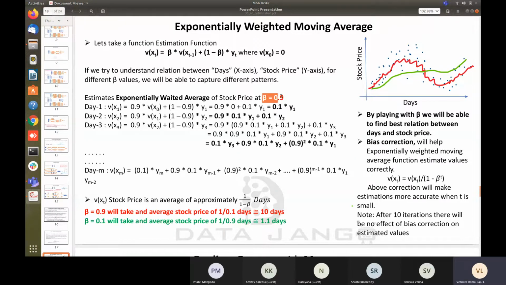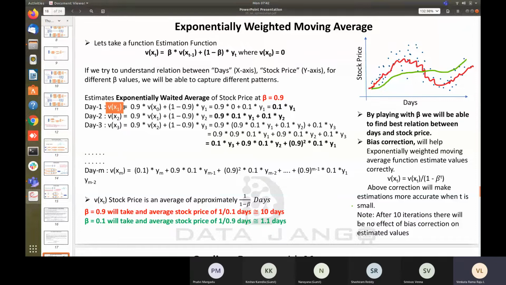Okay, if I take beta equal to 0.9, the equation is going to be like this. V of x1, the first time step's predicted value, we are trying to find the relationship between the actual y1 and the predicted one. So 0.9 into v of x0, and v of x0 is 0. I substituted that here, and then 1 minus beta into y1. So v of x1 is equal to 10% of y1.